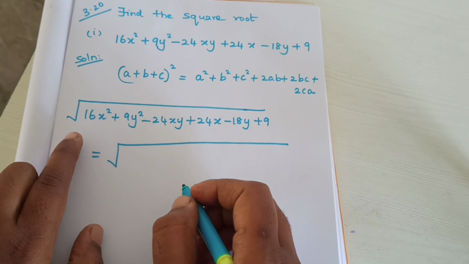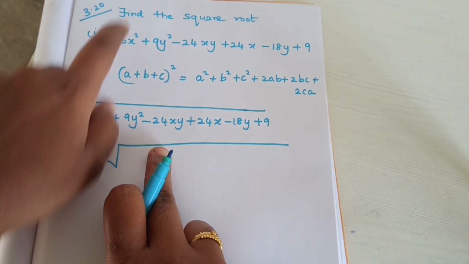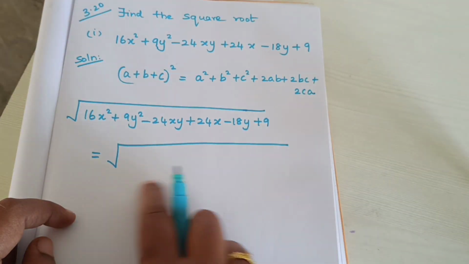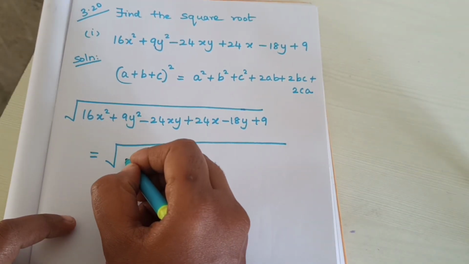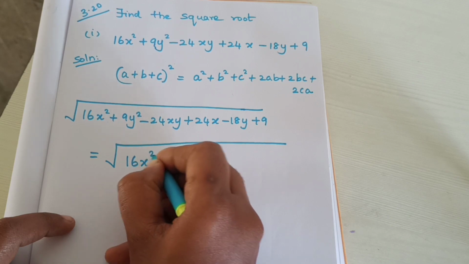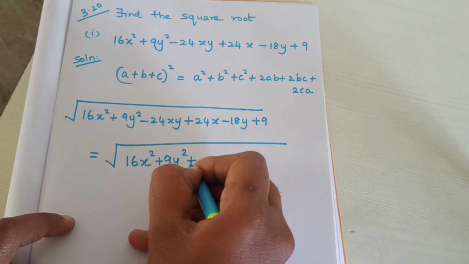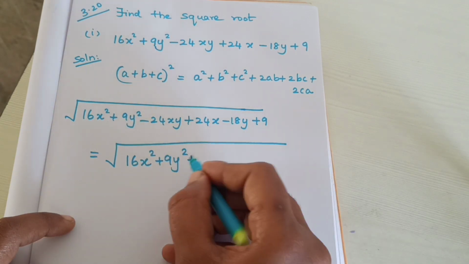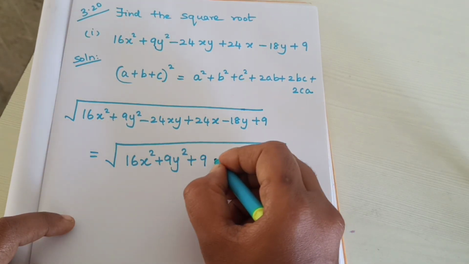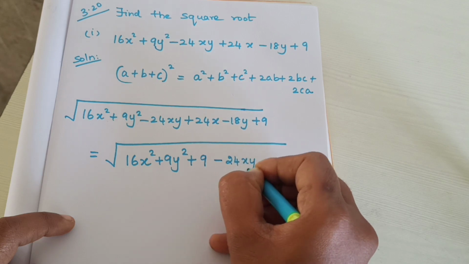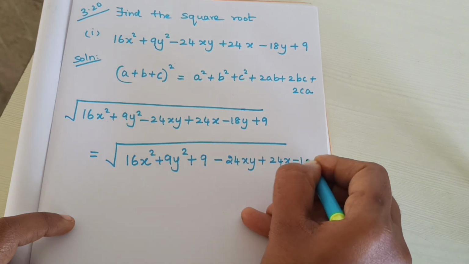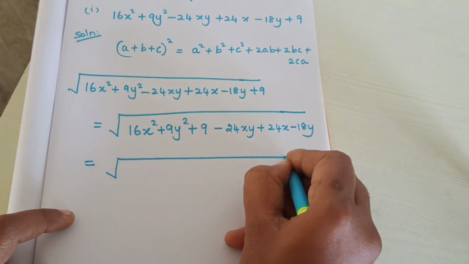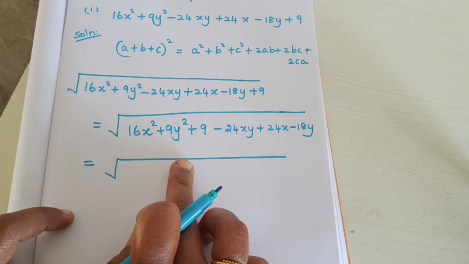Listen, this is the thing we need to find. Find the square root of the expression, which is equal to, here I am arranging the terms: 16x² + 9y² + z² terms. This is one square term, this is another square term, this is also one square term, so 9. Just writing the other terms: -24xy + 24x - 18y, which is equal to, here based on this formula we need to write.